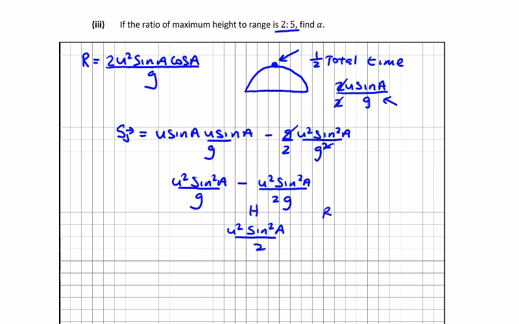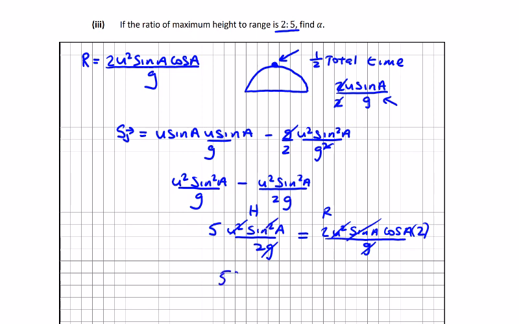The range is 2u squared sin a cos a over g. So if the max height to the range is in the ratio 2 to 5, I need to multiply the height by 5 and the range by 2, and then they're equal. So we have a lot of things that we can cancel. We can cancel u squared, we can multiply by g, and we can divide by sin a, which will cancel that one and the squared part. So what am I going to be left with?